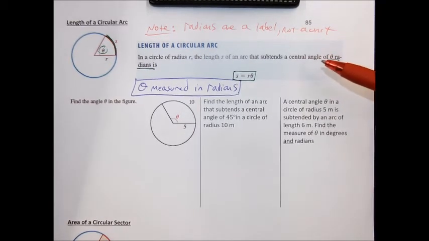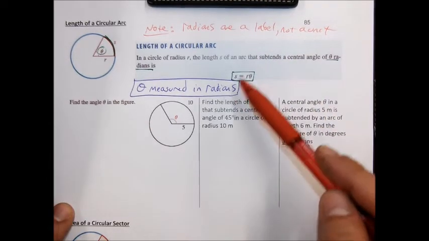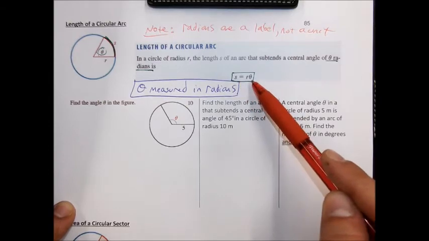Radians are a label, not a measurement. Okay, or not a unit. Let's look at the first problem. Anyway, this equation relates S, R, and theta, right? S equals R times theta.